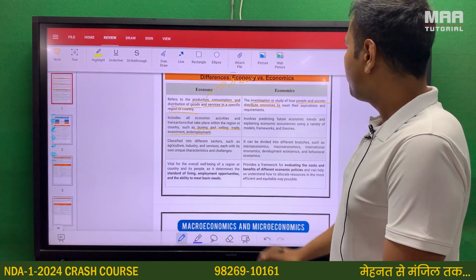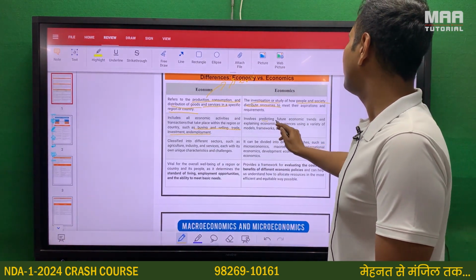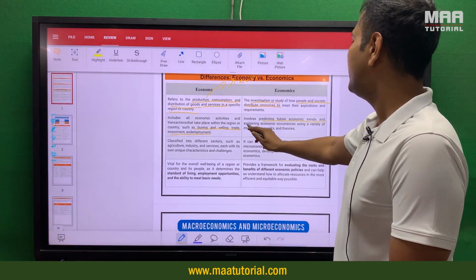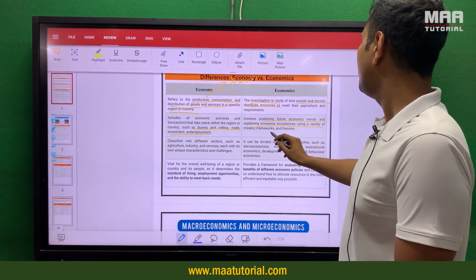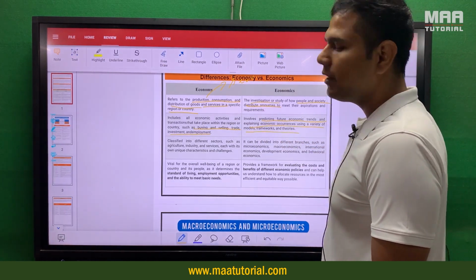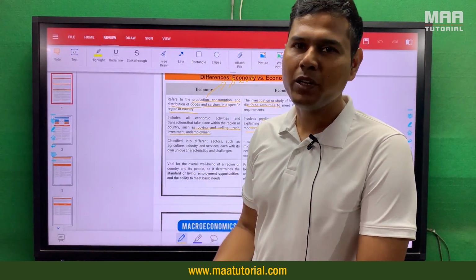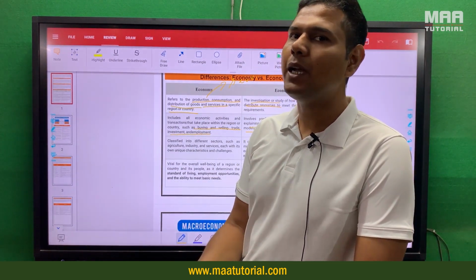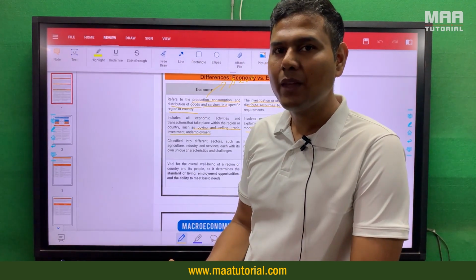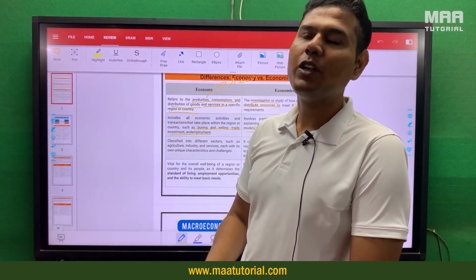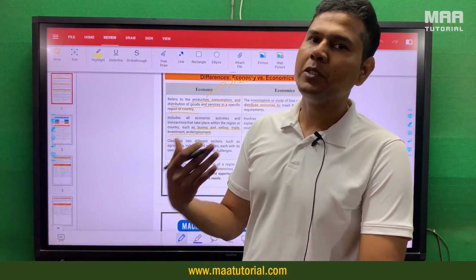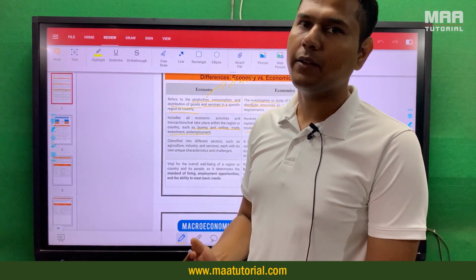When we talk about economics, it involves prediction of future economic trends, explaining economic occurrences using a variety of models, frameworks, and theories. So in economics, we have some theories, models, and systems through which you can analyze what is going to happen, what is expected, what would be produced, what would be sold, what would be consumed, all these things, right?